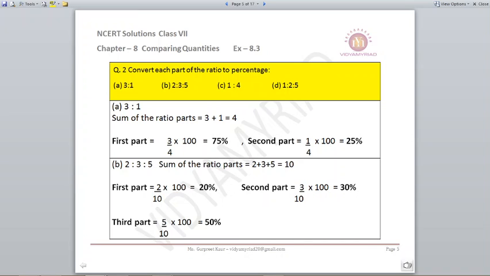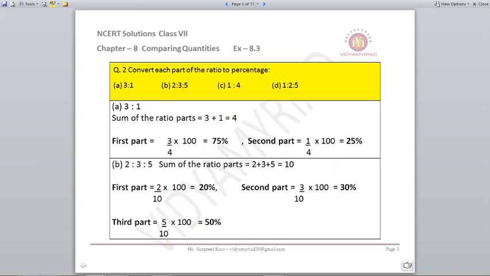2:3:5. First find the total sum. That is 2 plus 3 plus 5, which is equal to 10. So the first part you have only 2, but the total is 10. So you will make it a fraction 2 upon 10. For the percentage you will multiply it with 100, reduce it and you will get 20% for the first part. Second part is 3. So 3 upon total parts 10 multiplied by 100, 30%. Third part is 5. 5 upon total parts 10 multiplied by 100, which gives you 50%.